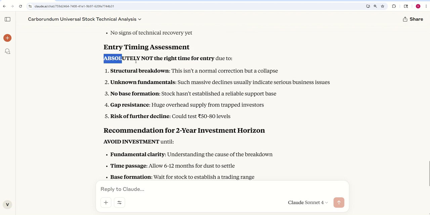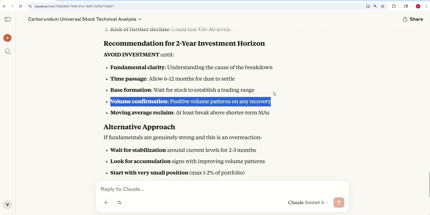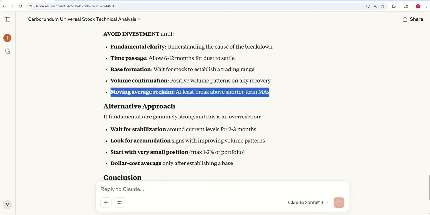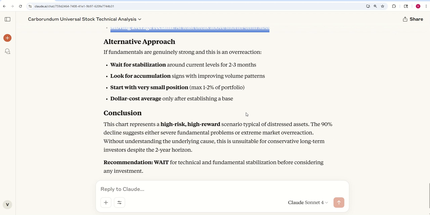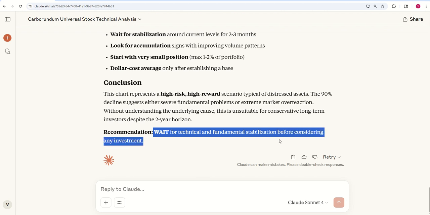Now, it says absolutely this is not the right time to enter, for the following reasons. Recommendation: avoid investment until you have fundamental clarity. After 6 months, look for a base formation which is confirmed by volumes and moving averages. It has to break over the moving averages. Conclusion: it's saying to wait for both technical and fundamental stabilization before any investment.